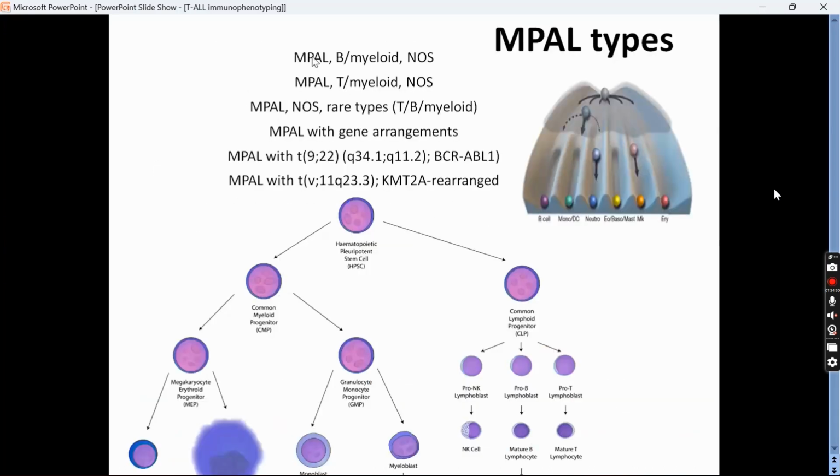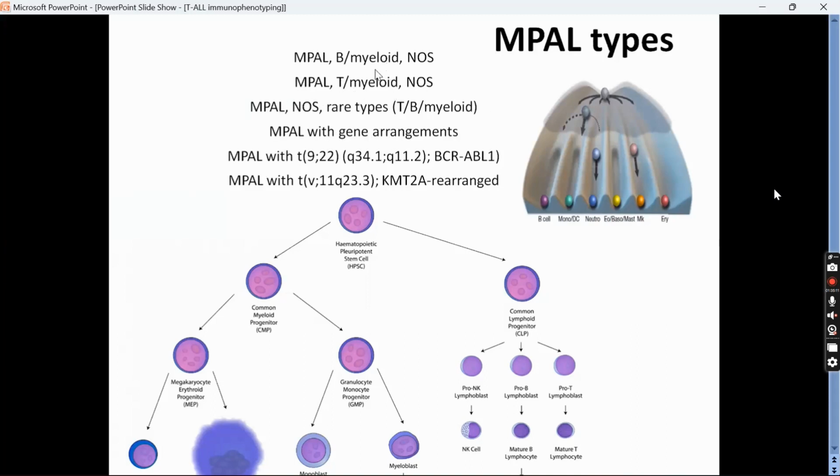Okay, so these are the types of MPAL, mixed phenotype acute leukemia, where the blast is showing differentiation to B and myeloid, or where it shows differentiation towards T plus myeloid. Sometimes the blast can show differentiation towards T, B and myeloid. Very rare, but still there is a case.